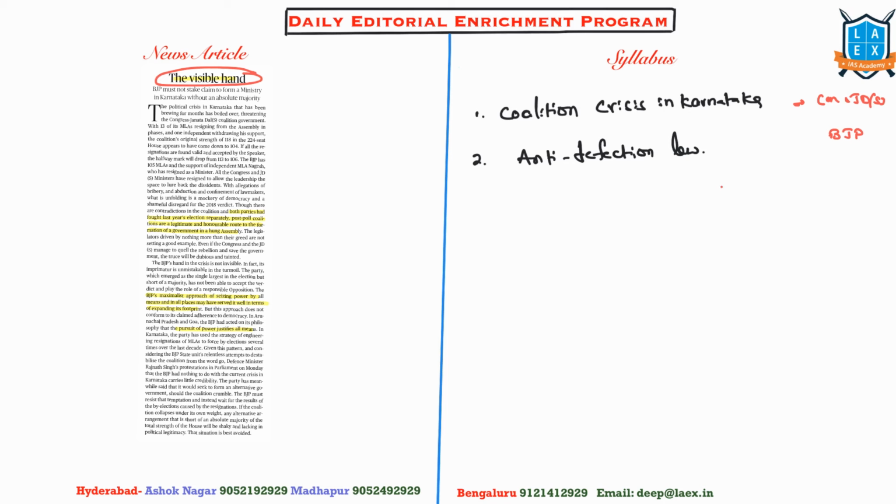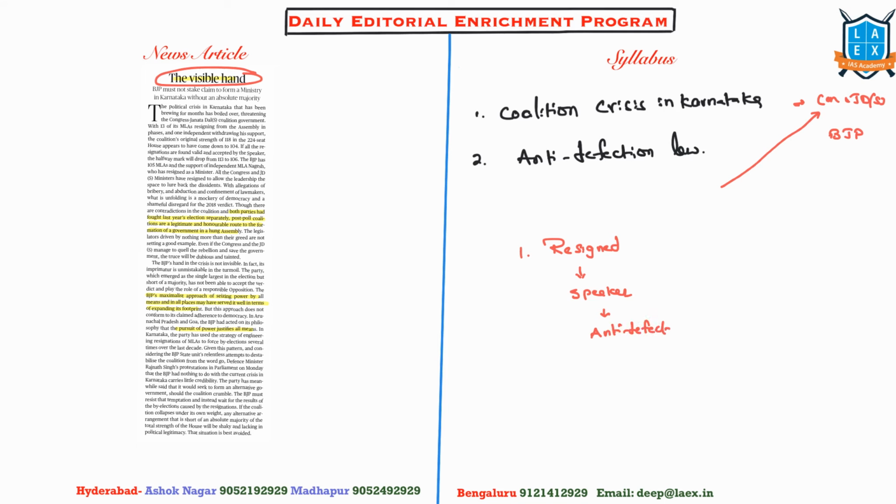In this context, coalition governments are more or less unstable, and this instability is induced by the government in power at the center. The party in power at the center is the BJP. It is trying to use its might to create instability and also a no confidence motion against the existing government. So how is this being played? Certain members of the Congress party have resigned, saying that their interests are not being taken care of. And if the resignations are accepted by the speaker, they immediately attract the anti-defection law.